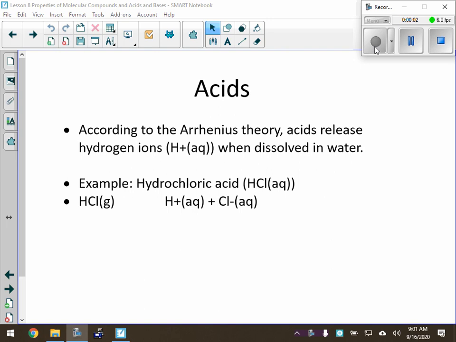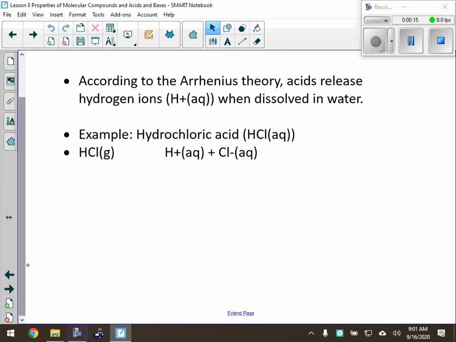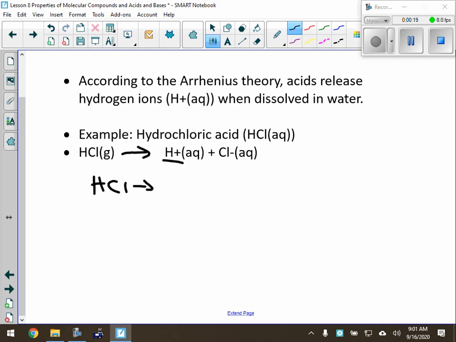So again, from yesterday, just remember that acids tend to have this hydrogen on the left-hand side. We name them like an ionic compound. We'll do a little lesson on that because we're AP, so we need to do that. But again, HCl, for example, would break up into H plus and Cl minus. This is what's responsible for all acidic properties.